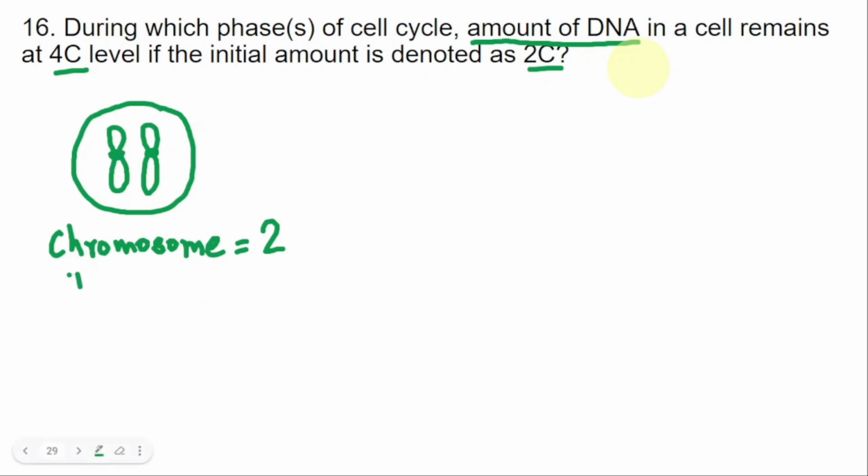Now I will ask you, how much is the DNA? The amount of DNA. So amount of DNA is counted by the number of P arms. There are two P arms, so it is denoted as 2C.